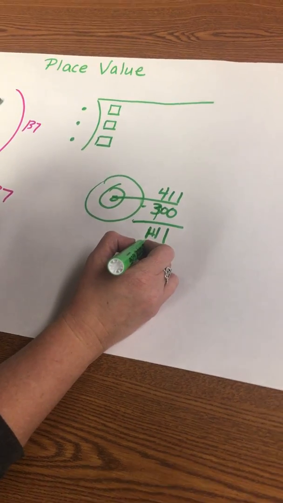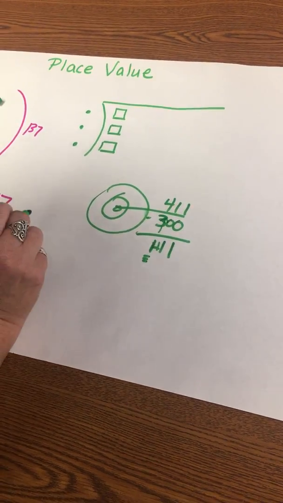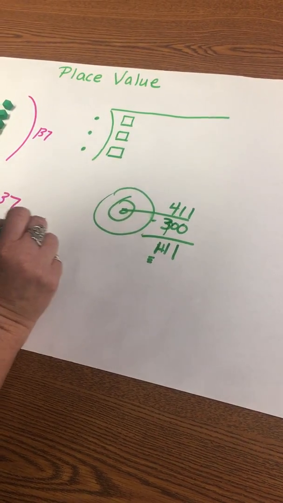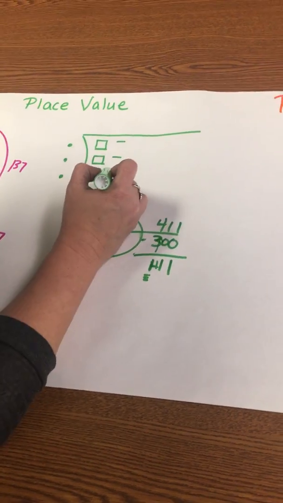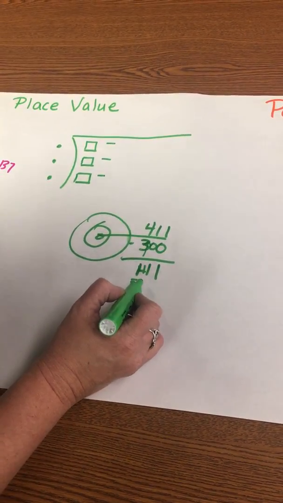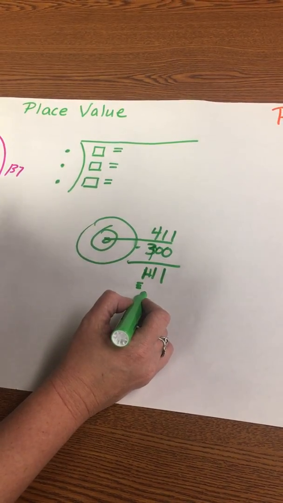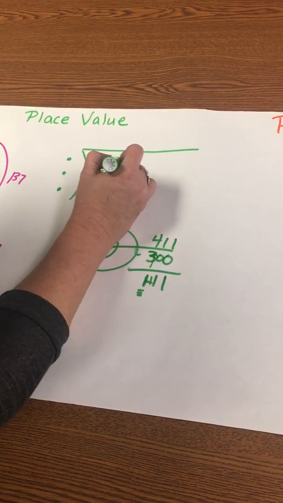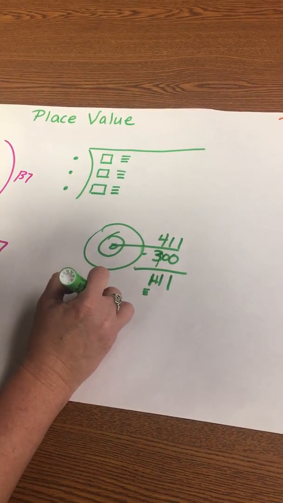So I have to think, do I have enough for each group to have another 100? And I don't. So I'm going to have to count by tens this time. 10, 20, 30. Not close. I'm going to keep going. 40, 50, 60. Not close. I'm going to keep going. 70, 80, 90. Ooh, that's pretty close.